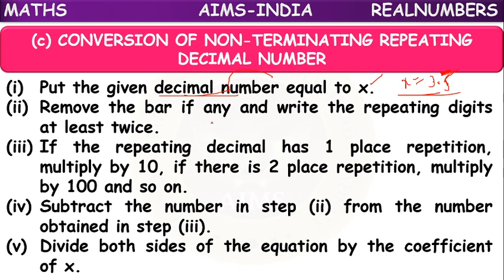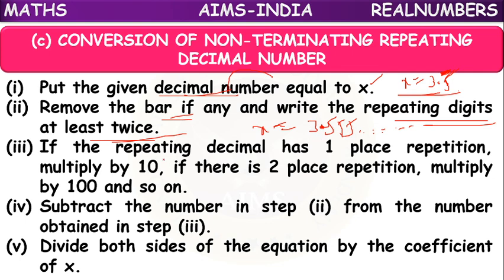Next, remove the bar, if any, and write the repeating digits at least twice. Means x equal to, we have to remove the bar, remove the 5 bar, and write this 5 repeating at least 2 to 3 times: 3.555 and so on. Like that, without the bar, we represent it in the second step.